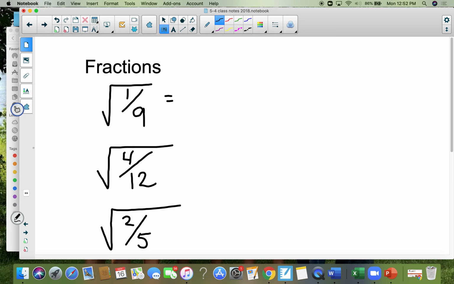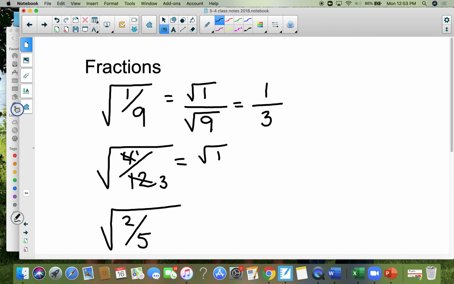You have to break it up into the square root of 1 over the square root of 9. Whenever you're given a fraction, you break it up into 2 individual problems. The square root of 1 is 1, and the square root of 9 is 3, so your final answer is 1/3. This one, I would simplify to 1 over 3 first. I would break it up into the square root of 1 over the square root of 3, and everybody knows that the square root of 1 is 1, so it's 1 over root 3.